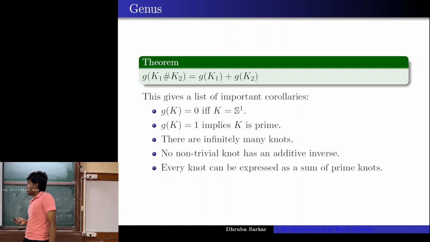No, I don't think it's true. I think if you take the Stevedore knot, it does not have genus equal to 1.